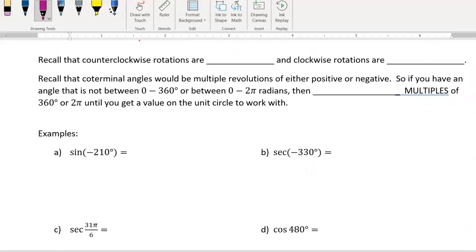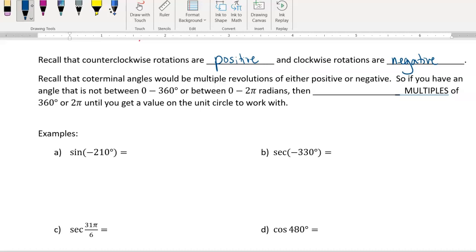Let's review some properties that we've talked about before. So remember that we're dealing with the unit circle, and when we go counterclockwise, that's going to be a positive rotation, and clockwise is negative. And recall that a coterminal angle would be multiple revolutions of either positive or negative.